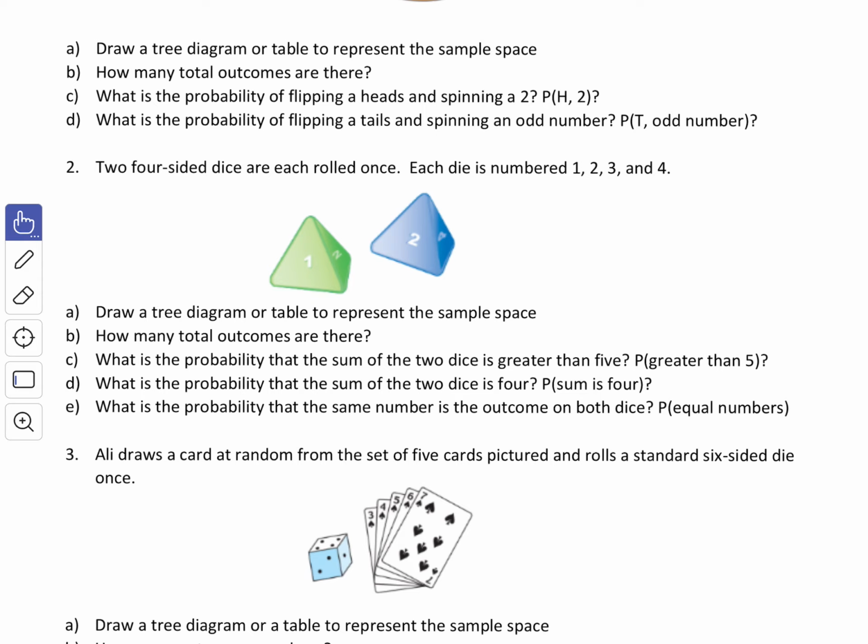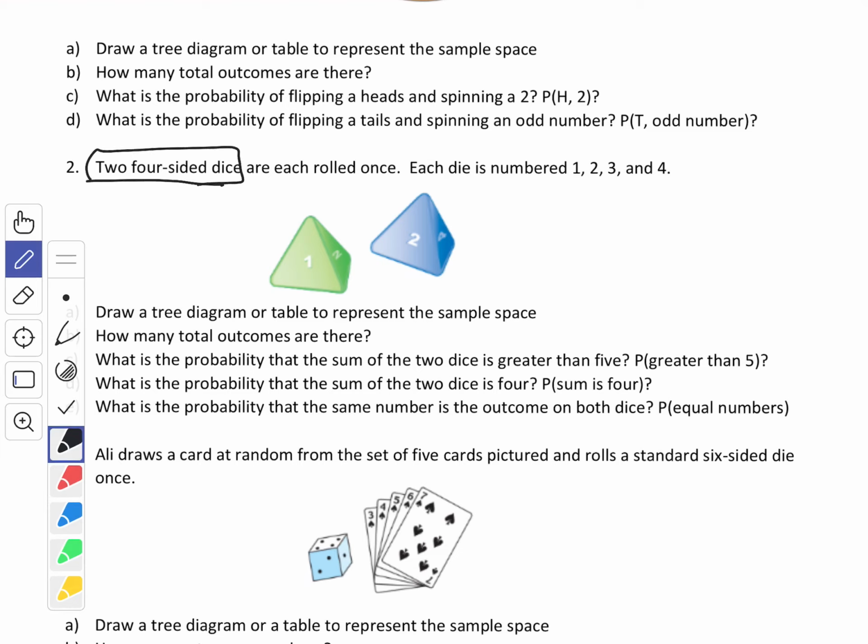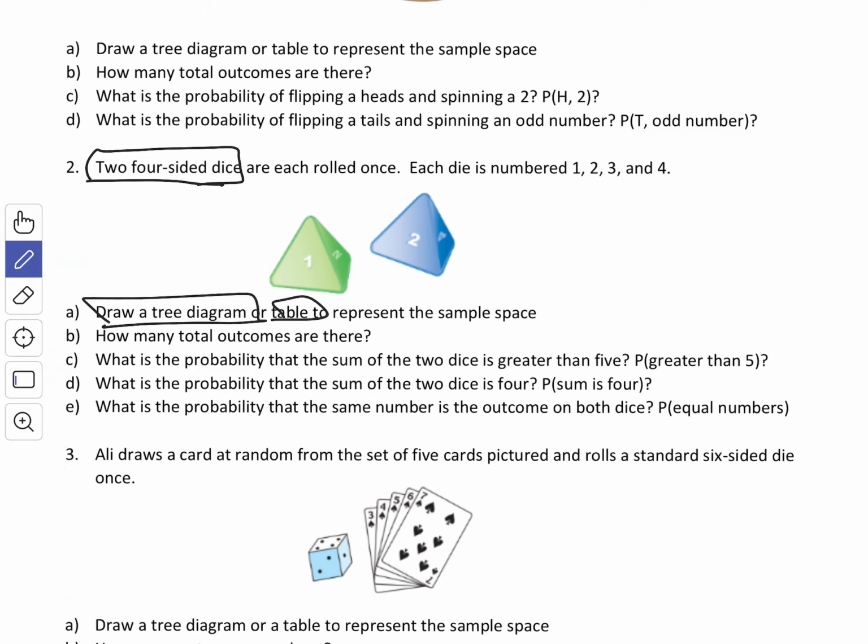All right, I'm gonna go over question 2 in this one. Number 2 says there's two four-sided dice. I know they're green and blue, but their colors don't really matter because what you're doing is rolling the dice. When it says to draw a tree diagram or a table, I'm gonna go with the tree diagram here.